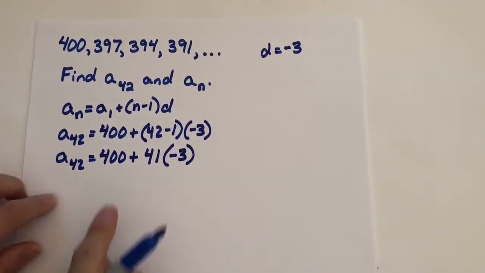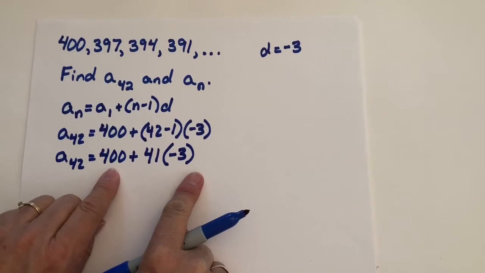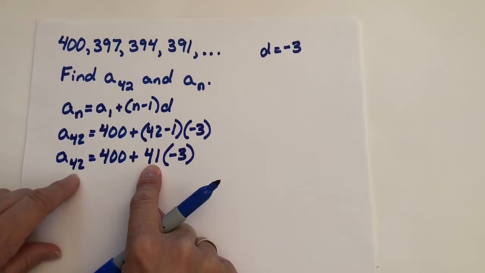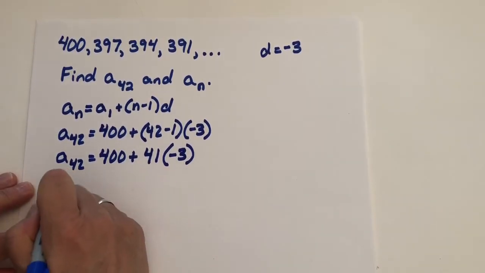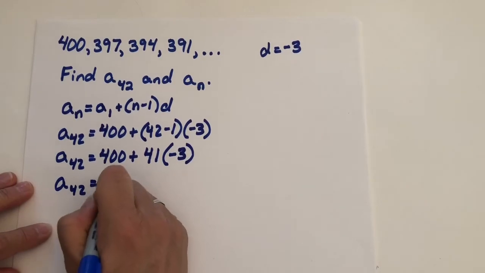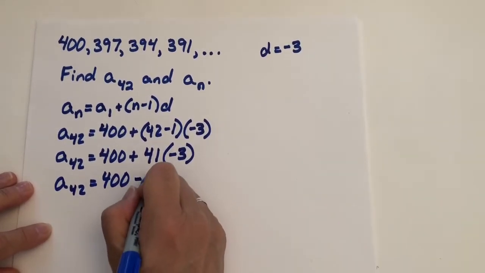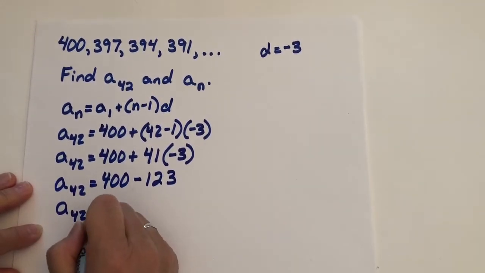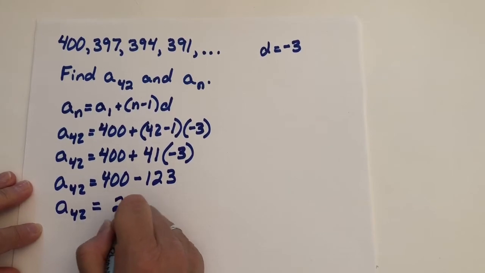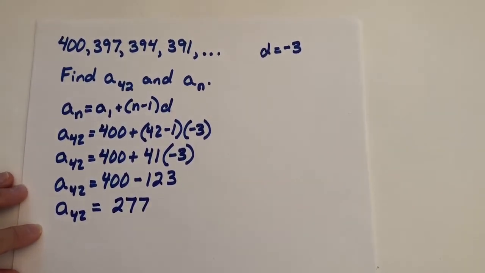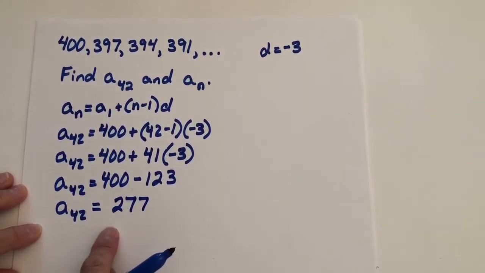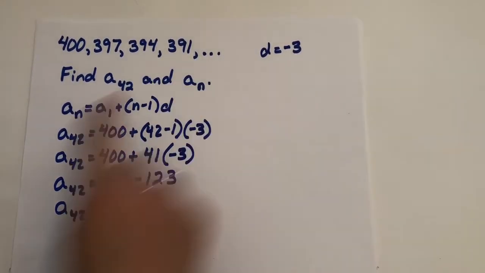So looking at this formula, we start with the first term and we're adding in D 41 times because we're getting to the 42nd term. So if we do our arithmetic here, we have negative 123. So the 42nd term is equal to, what is that, 277. So way down here, if we kept writing, and when we got to the 42nd term, it would be 277.